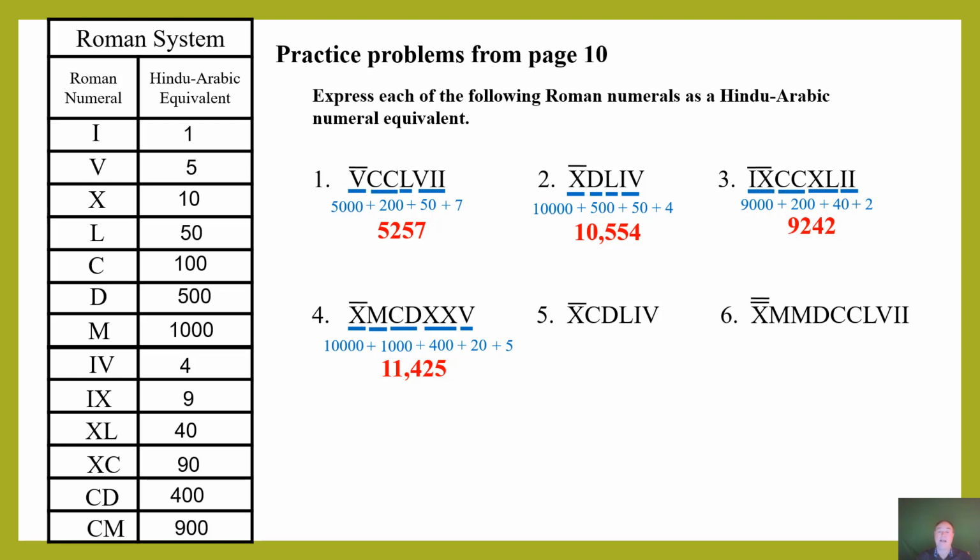Number 5, X with a line above it is 10 times 1,000, which is 10,000. CD is 400, L is 50, IV is 4. So we add them all up, 10,454. Number 6, X with 2 lines above it. This means 10 times 1,000 times 1,000, which is 10 million. Plus 2,000, plus 700, plus 50, plus 7. Add it all up, you get 10,002,757.